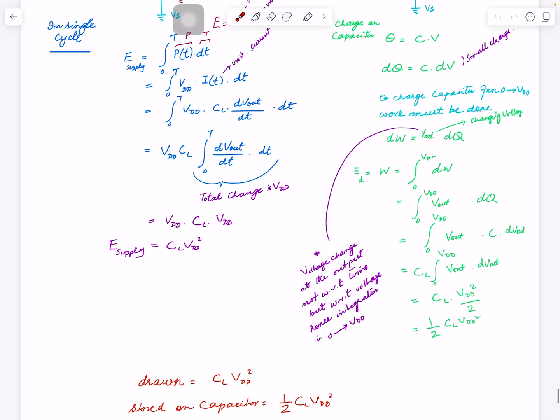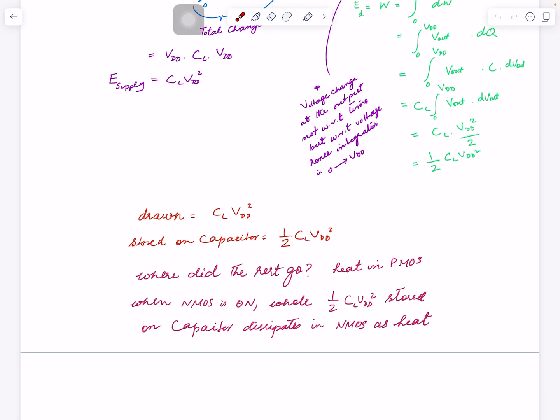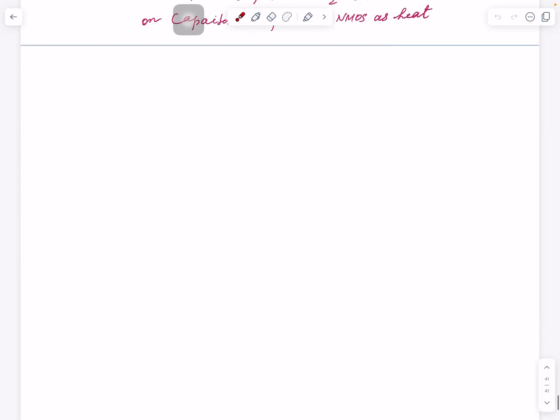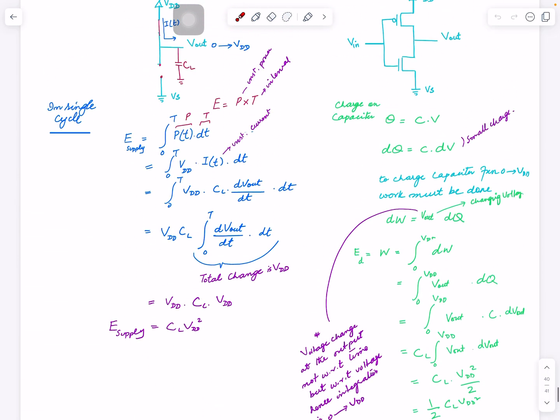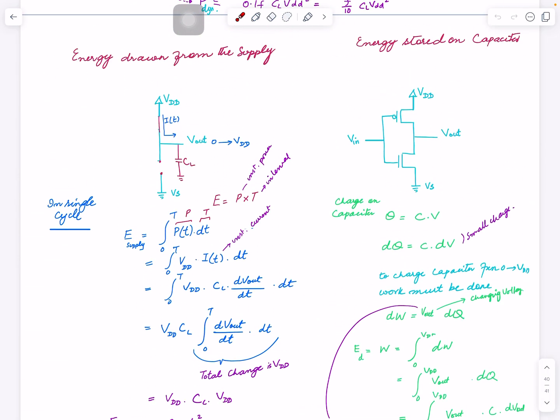All right, I think that's it. This is where I just summarized exactly the same thing that I mentioned. So this is a short video. In the next video, we will look into the other components of power. First we'll look into the short circuit power, and the second one will be the leakage power.